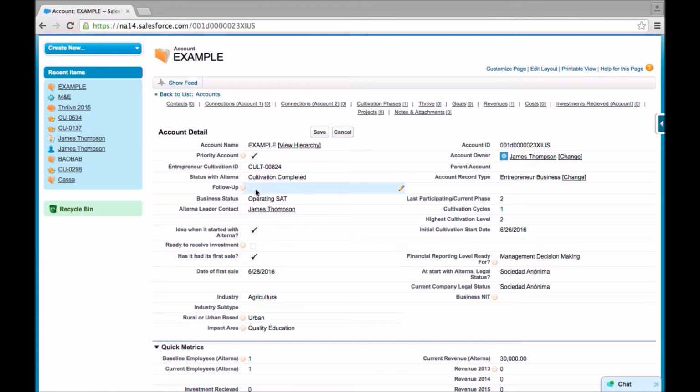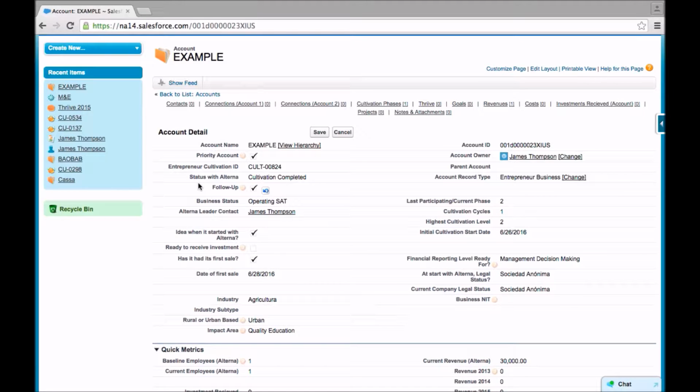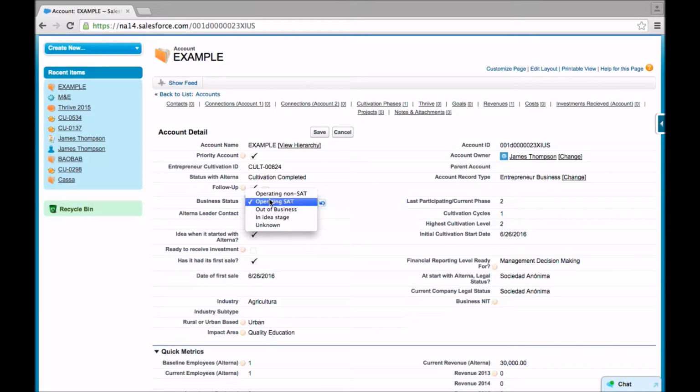Follow-up, this just means if it's checked, we are going to follow up with this business when it comes to collection time for any information we might want to collect from them, like revenue or employee numbers. And if it's not checked, we won't follow up. Business status, this is simply the current status of the business.